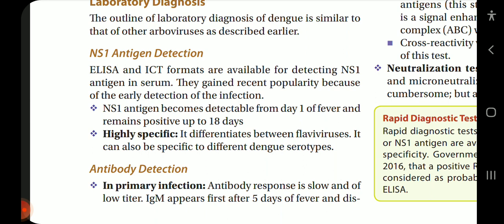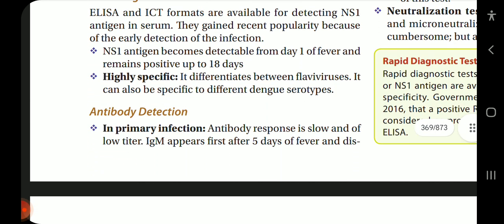NS1 antigen detection. ELISA and ICT formats are available for detecting NS1 antigen in the serum. They have gained recent popularity because of early detection of the infection. NS1 antigen becomes detectable from day 1 of fever and remains positive up to 18 days, up to 7 days for the latest edition. Highly specific, it differentiates between flaviviruses. It can also be specific to different dengue serotypes.